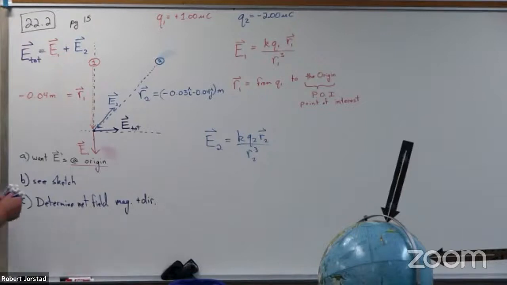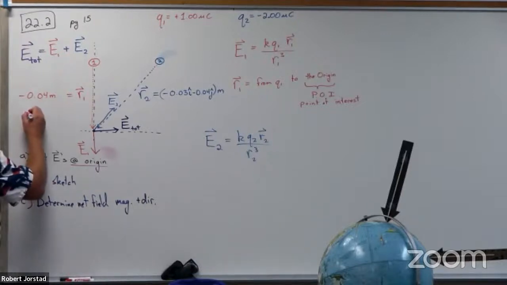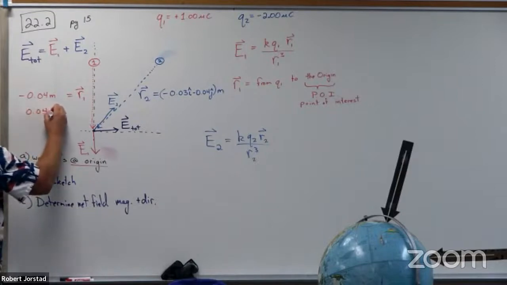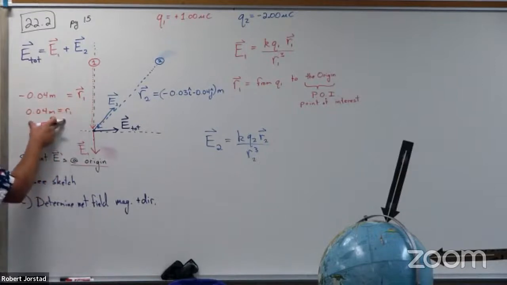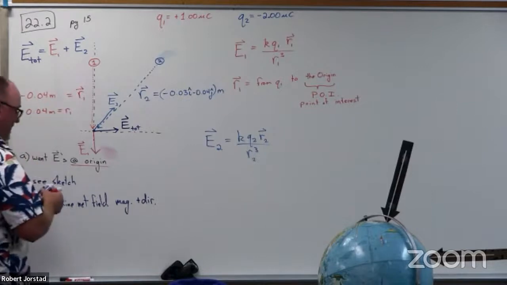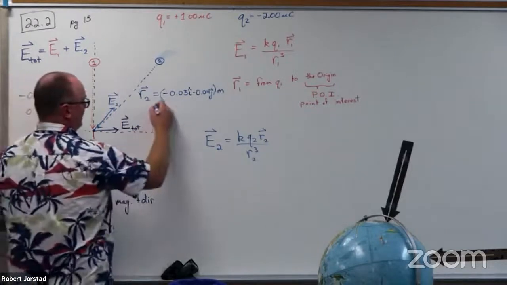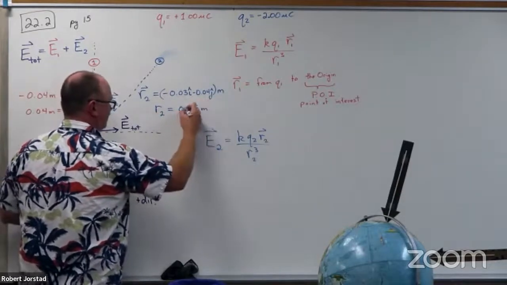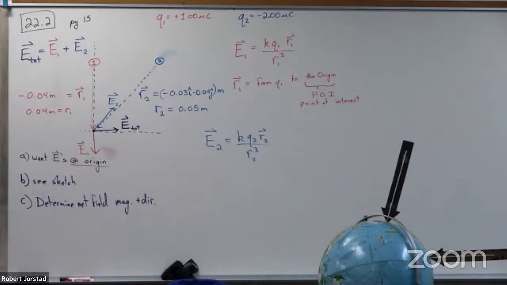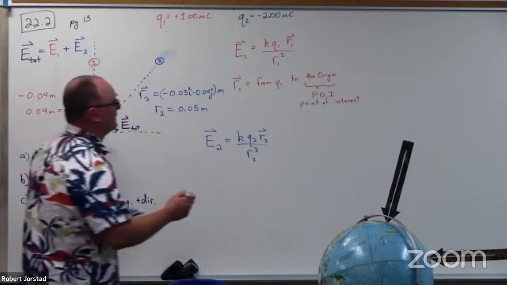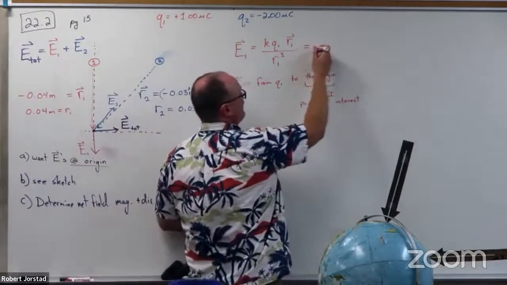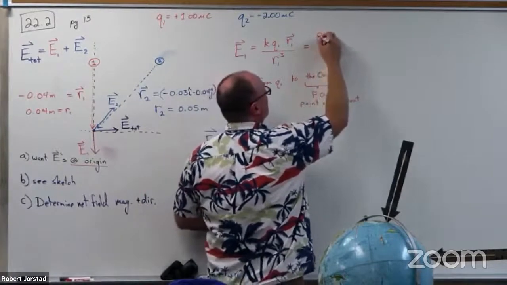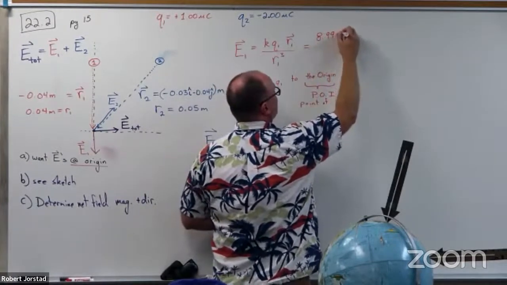At this point, you probably can see that 0.04 meters is R1, the size or the distance. And over here, this is a 3, 4, 5 right triangle, or you could do the Pythagorean theorem. That's the distance involved. We have all the pieces we need to plug in these numbers. So let's actually do that. K is approximately 9E9, or 8.99 times 10 to the 9th.